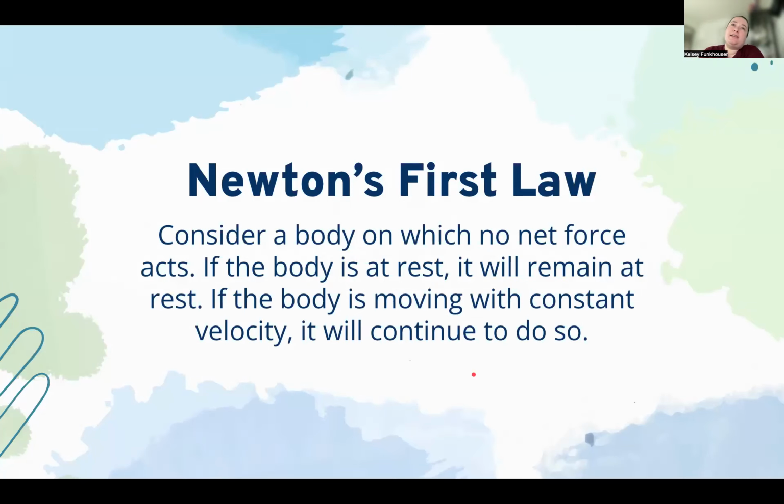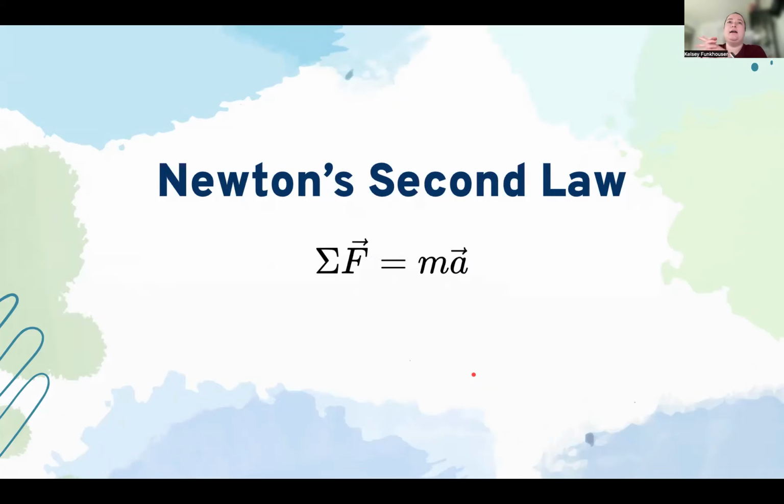Newton's first law of motion says, consider a body on which no net force acts. If the body is at rest, it will remain at rest. If the body is moving with constant velocity, it will continue to do so. Newton's second law says that the vector sum of forces acting on an object is equal to the mass of the object times its acceleration. And this vector sum of the forces and the vector of the acceleration, so the net force and the acceleration are in the same direction.